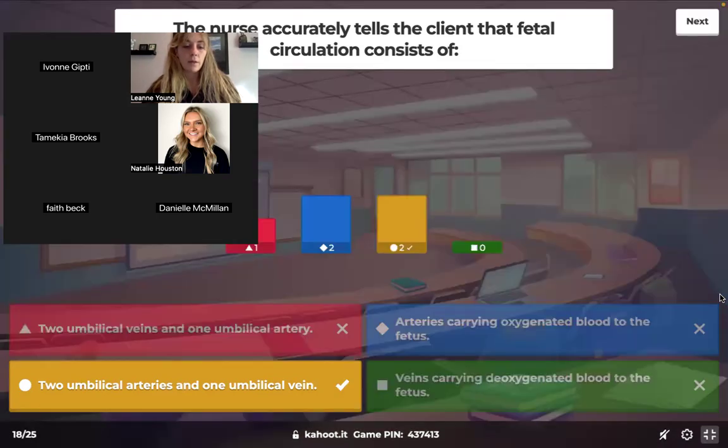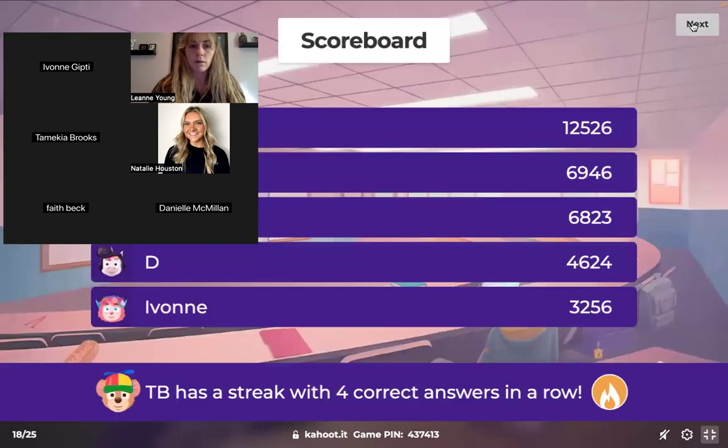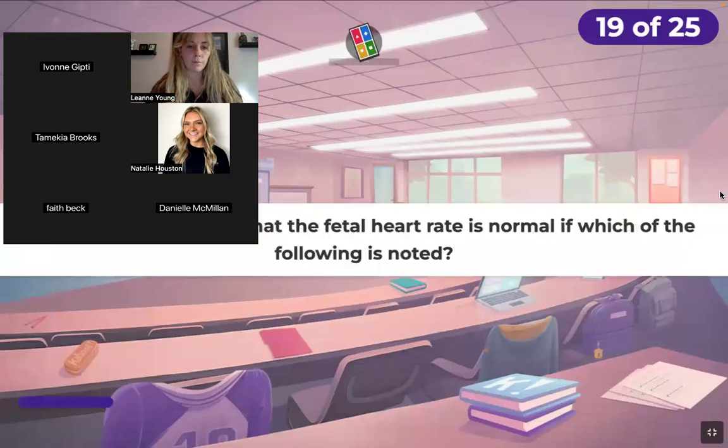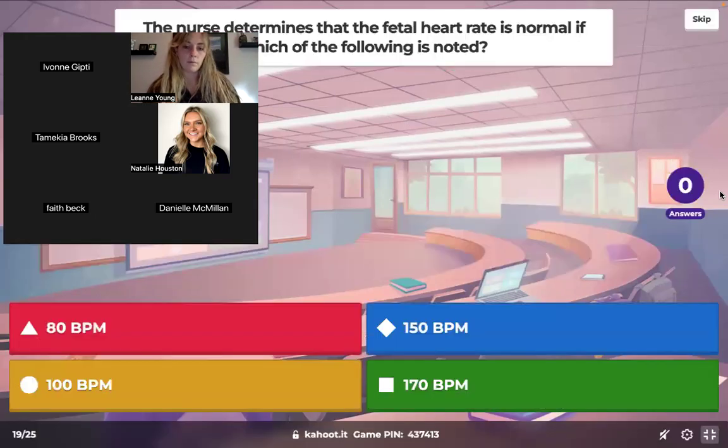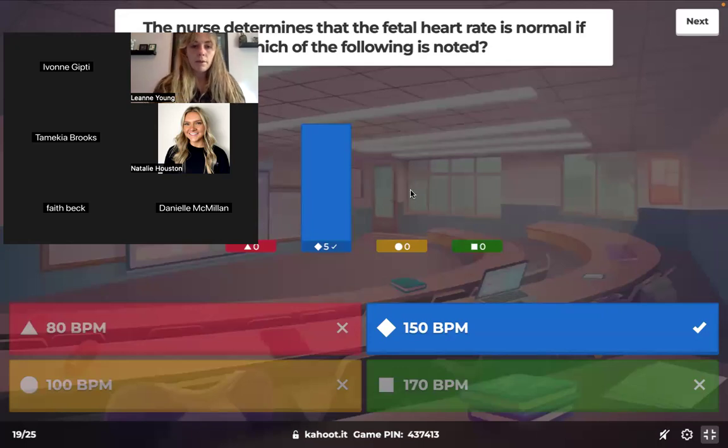So we have two arteries and one vein. Definitely know that one for the test. And 150 beats per minute lies within that 110 to 160 range, so that would be a normal fetal heart rate.